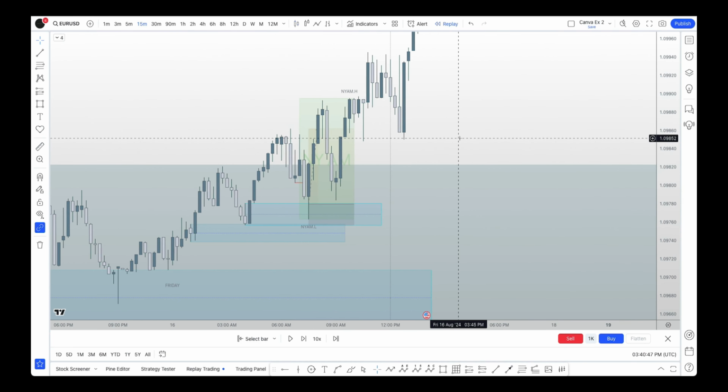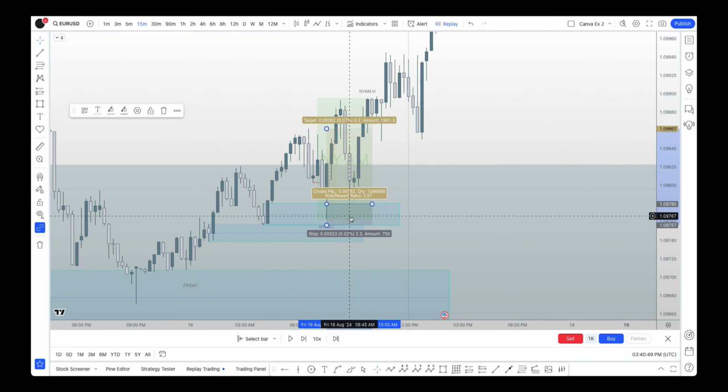Up to you. And if you guys want, you can also make sure that your stop loss isn't so big, under a certain amount of pips. You can keep it at a certain pip range. That's also up to you.